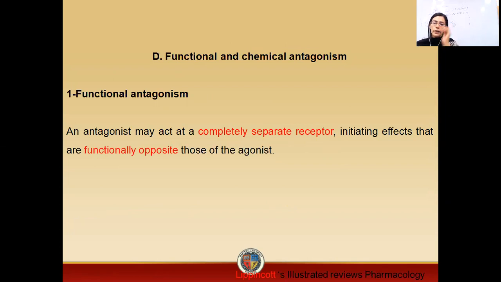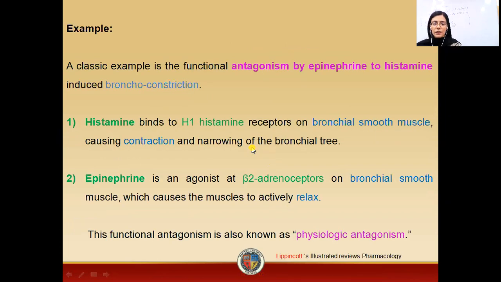Functional antagonists act on a receptor that is completely separate, thus producing a different effect, a different biological response. So these are the agents that may act at a completely separate receptor, initiating the effect that is functionally opposite to that of the agonist. Now, let's take an example. We have two drugs, histamine and epinephrine. The receptor for histamine is different and the receptor for epinephrine is different.